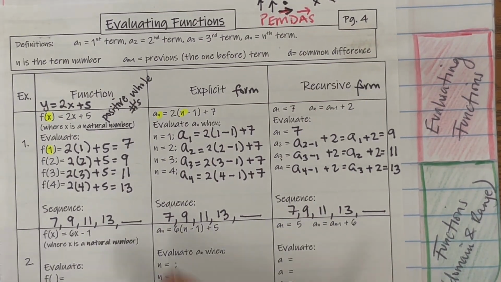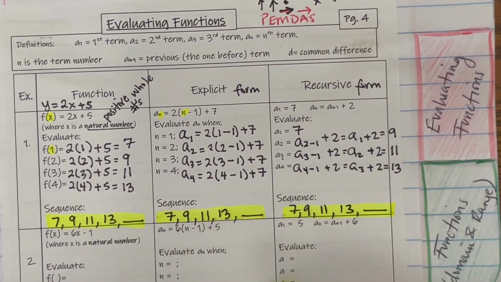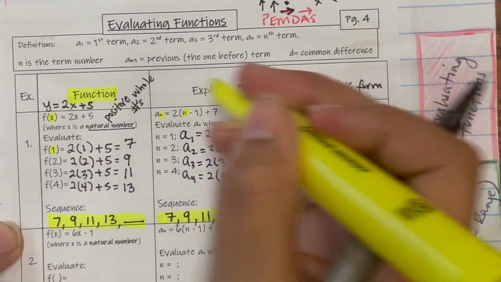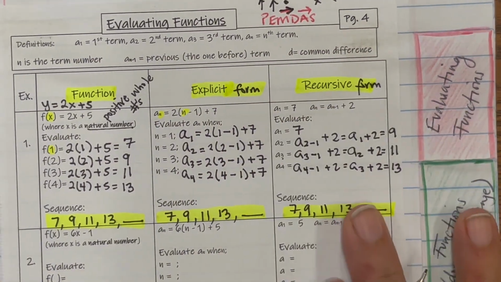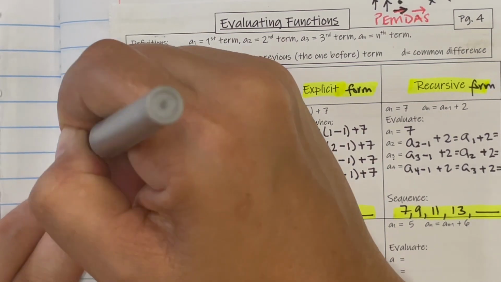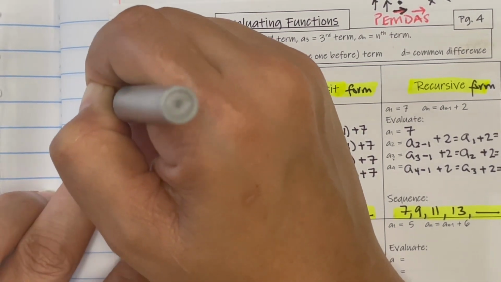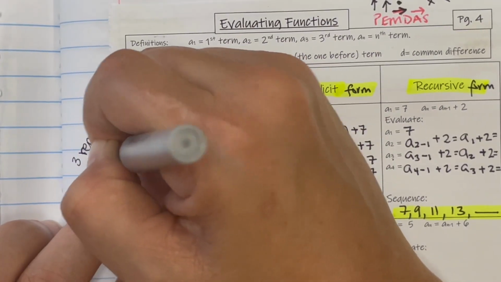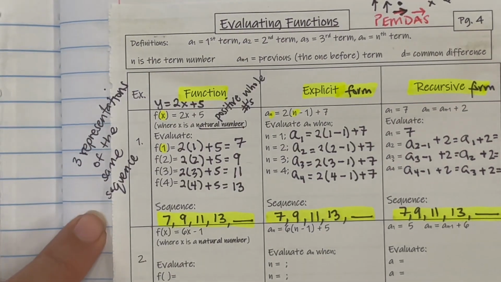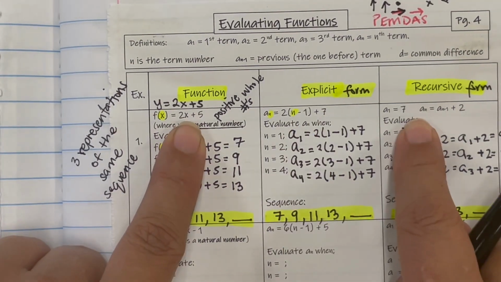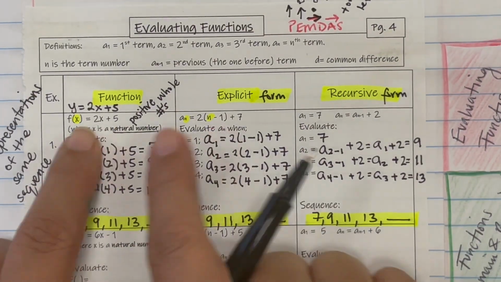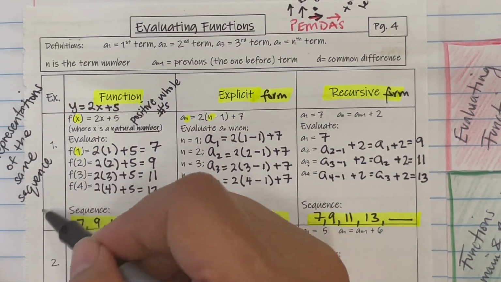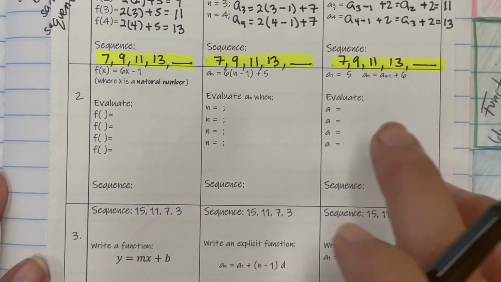What do you notice about all these three sequences? They're all exactly the same. So what does that mean? This is three different ways of representing the same thing. So you can write it as a function, in explicit form, or recursive form. Again, three representations of the same sequence. So they can give you the question in one of three ways is what I'm saying. All right, you should have done each one of those. Do not do the last part, number 3. Let's practice.